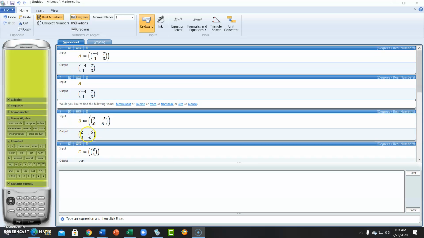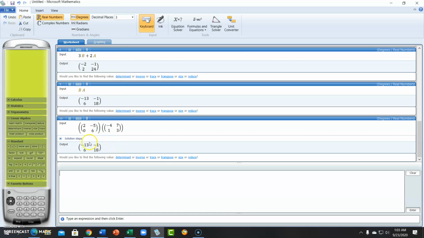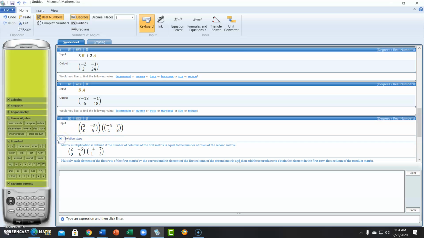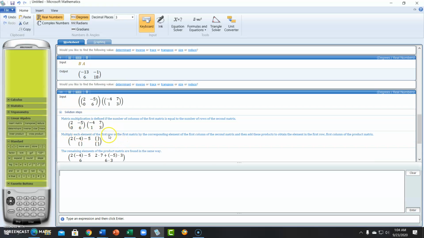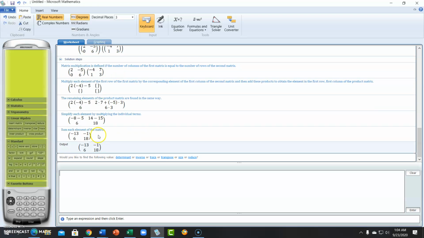So I'm going to go back up to the top. I'm going to select the matrix for B. I'm going to copy and paste that in here. Multiply it by the matrix for A. Paste that in there. I'm going to press enter. And this time you can see the difference, B times A here versus actually doing the matrices, and now I can show solution steps. So this is showing the matrix multiplication, how they actually solve for it, and then how they reduce to get the final matrix.